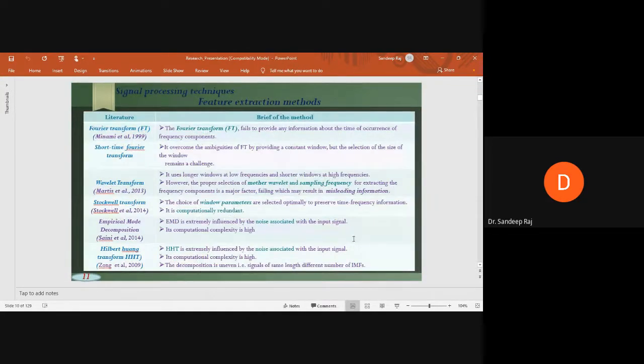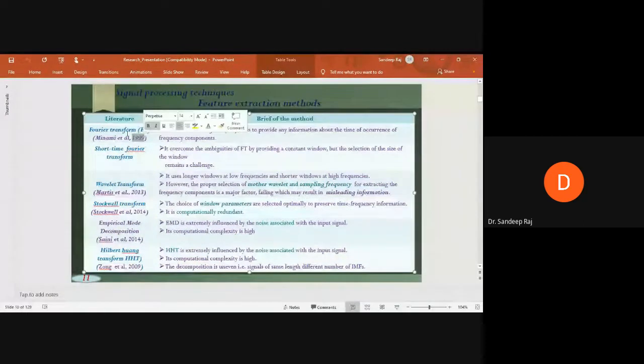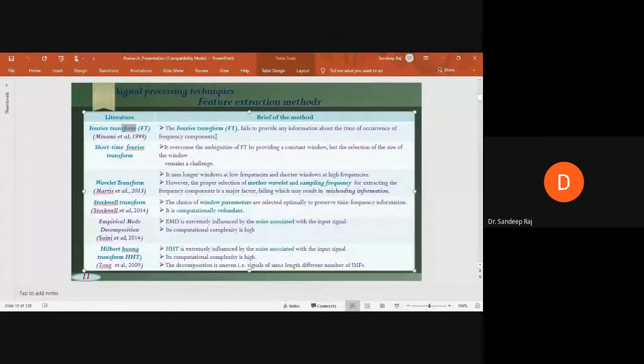First of all, we will study the literature, what methods are available, and what we are capable of developing. There are several methods reported in the literature, like the Fourier transform. Some authors in 1999 used the Fourier transform and the short time Fourier transform to extract features of ECG signals. Every method has its own advantages and disadvantages.